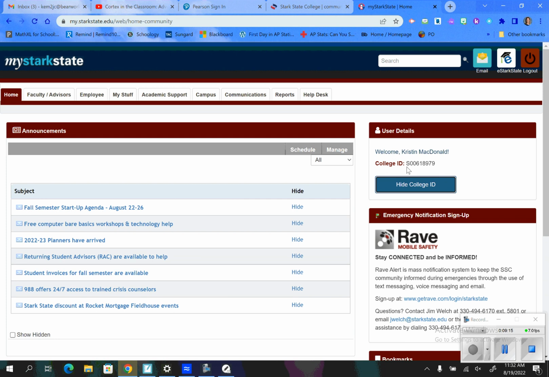I'll help troubleshoot if you guys haven't made it there yet. Once you do get into Stark State, you saw the Blackboard link earlier that's on Stark State's website. You can use that. Or on the top right here, you've got a couple options. One is mail. You have a Stark State email account. That's how you access it. Right next to that is a little E with a graduation cap. That's Blackboard. So if you click there, it'll take you to Blackboard.